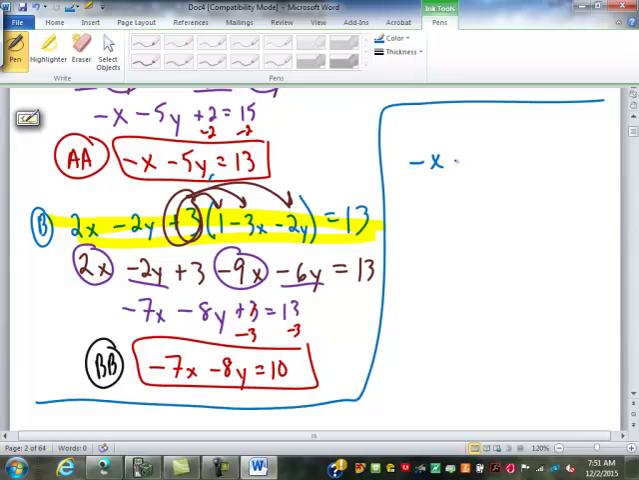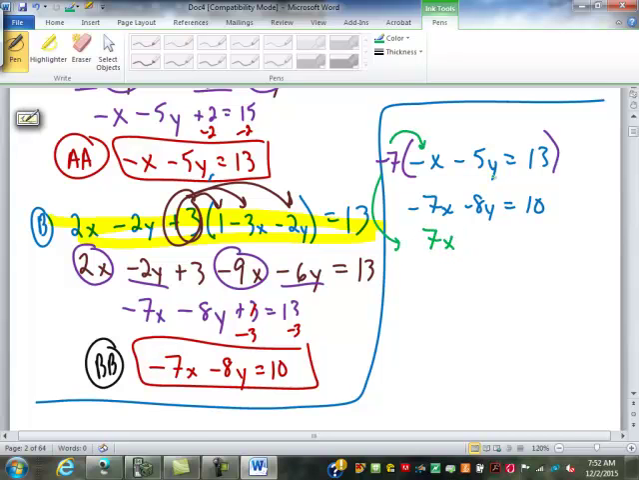So we have negative x minus 5y equals 13. Negative 7x minus 8y equals 10. And now we're going to solve that system. I would take this top equation here and multiply it by negative 7. Why am I doing that? Yeah, negative 7 times negative x is a positive 7x. Negative 7 times negative 5y is a positive 35y. Equals, and negative 7 times 13 is a negative 91.